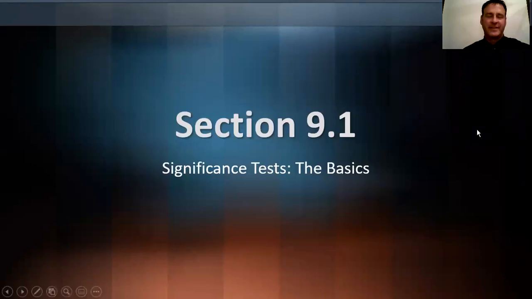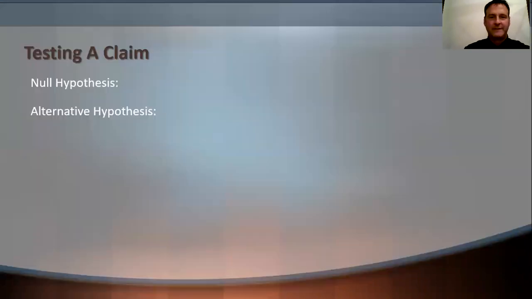Hello, AP Statistics. This is section 9.1, significant tests, and we're just going to talk about some basics. This is pretty simple, easy stuff. First thing, we're going to just talk about some definitions, and we're going to use these definitions from now until the end of our quarter.